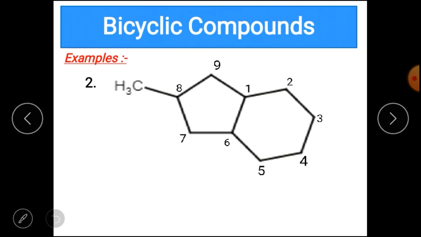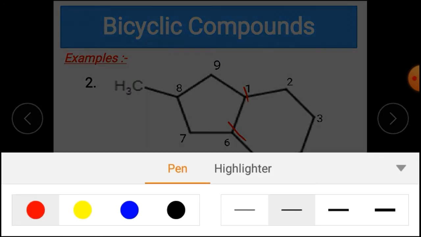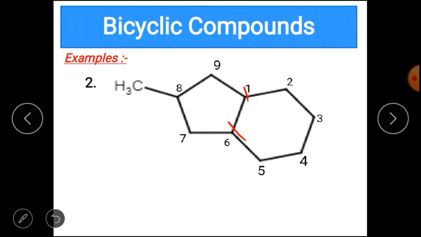In this example, first select the bridged carbon, then start numbering from the longer carbon chain, then count carbon atoms on the bridged carbon atom.